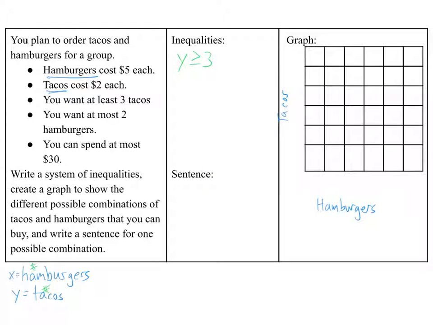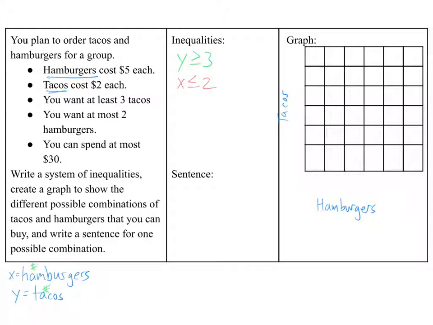Okay, let's keep going. Next part: at most 2 hamburgers. Does that mean you're getting more than 2 hamburgers or less? If I say at most, isn't that the highest? So for hamburgers, which are X, aren't they going to be below or equal to 2? I can have 2 or less. So I now know I am getting 3 or more tacos, but 2 or fewer hamburgers.